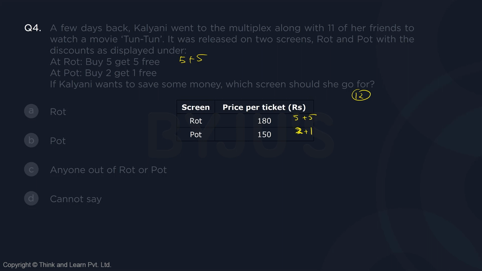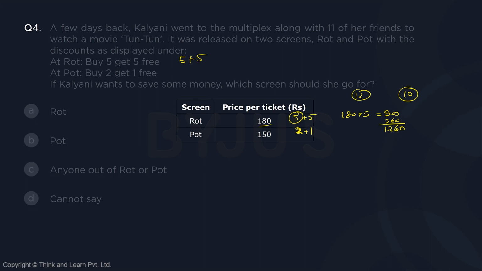So what will happen here? She will buy 5 tickets for 180 into 5. Okay. And she will get 5 tickets free. So in any ways, in 900 rupees, she will get 10 total tickets. Now she needs to buy 2 more. So there is no discount applied for that. So 2 tickets for 180 rupees per ticket will give you 360. So the price at rot will be 1260.